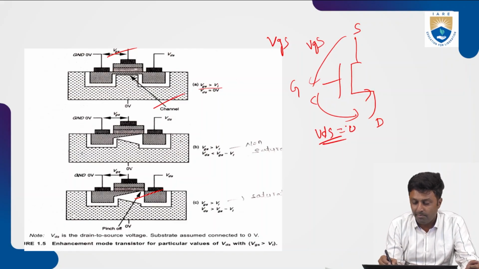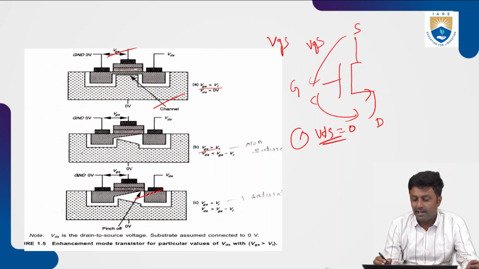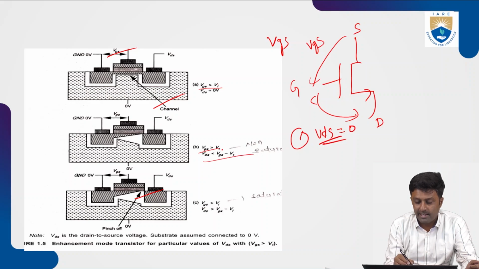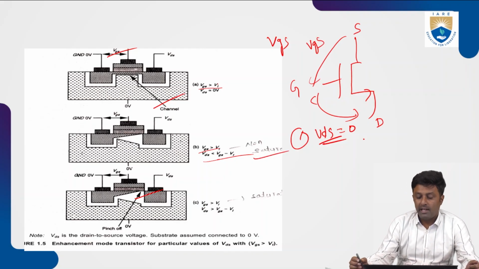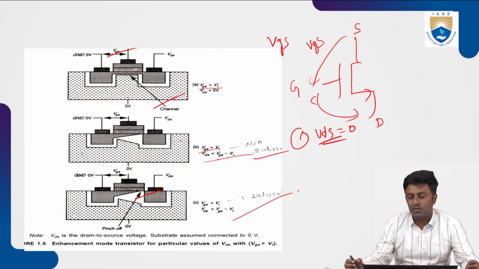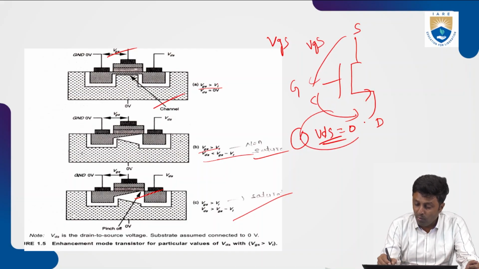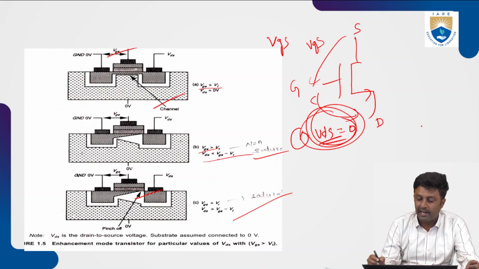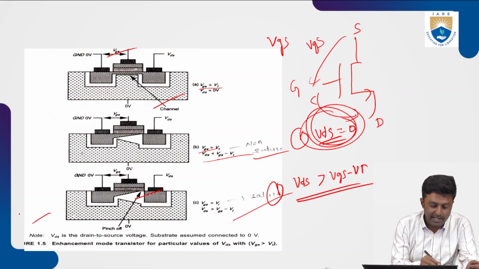In the first case, we'll make VDS equal to 0, and no current flows. We'll make VGS greater than VT. In the second case, VDS is less than VGS minus VT. This is called the non-saturation region. In order for the transistor to work in saturation, VDS should be greater than VGS minus VT. So this region we call the saturation region.